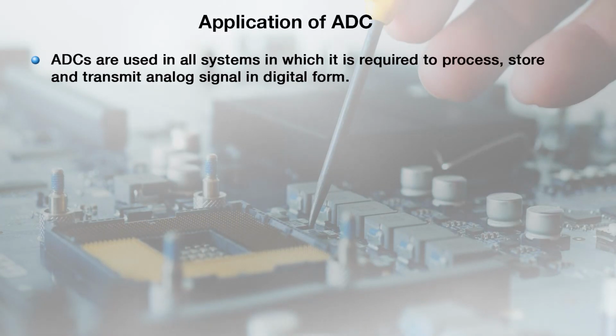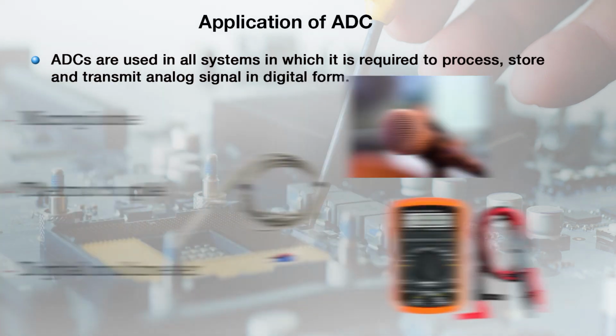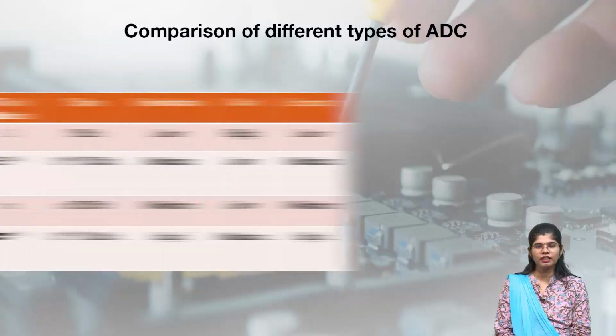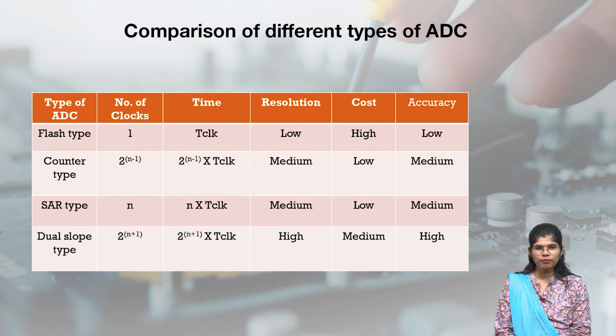If we look at the applications of ADC, ADCs are used in all the systems in which it is required to process, store or transmit analog input signals in digital form. Some examples are microphones, thermocouples, digital multimeters, and there are many more such examples. Now, let us look at a table which shows a comparison of different kinds of ADC. Here we have compared a flash type, a counter type, a successive approximation type and a dual slope type ADC.